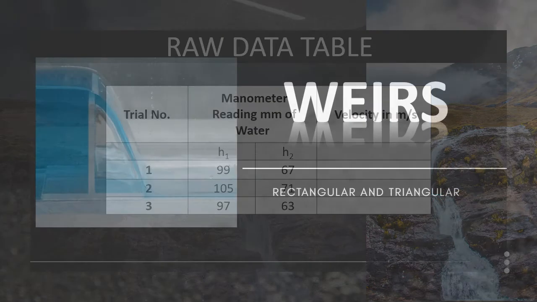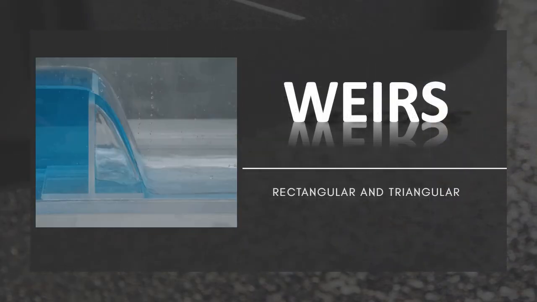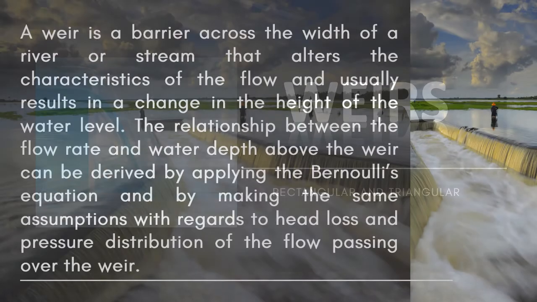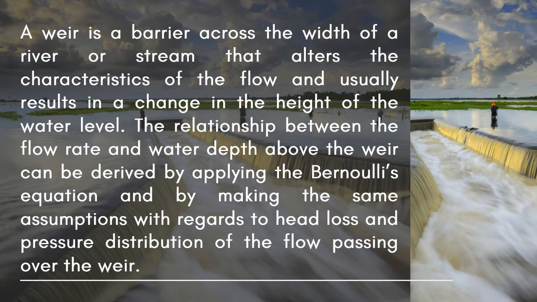Now, the next flow measuring device is Weir, and for this experiment, we will be introducing rectangular and triangular weirs. A weir is a barrier across the width of a river or stream that alters the characteristics of the flow and usually results in a change in the height of the water level. The relationship between the flow rate and water depth above the weir can be derived by applying the Bernoulli's equation and by making the same assumptions with regards to head loss and pressure distribution of the flow passing over the weir.